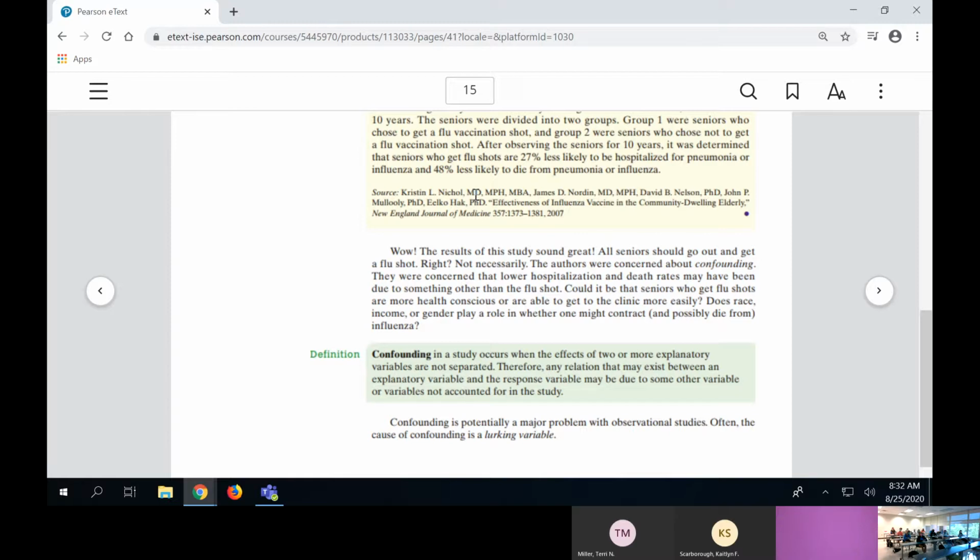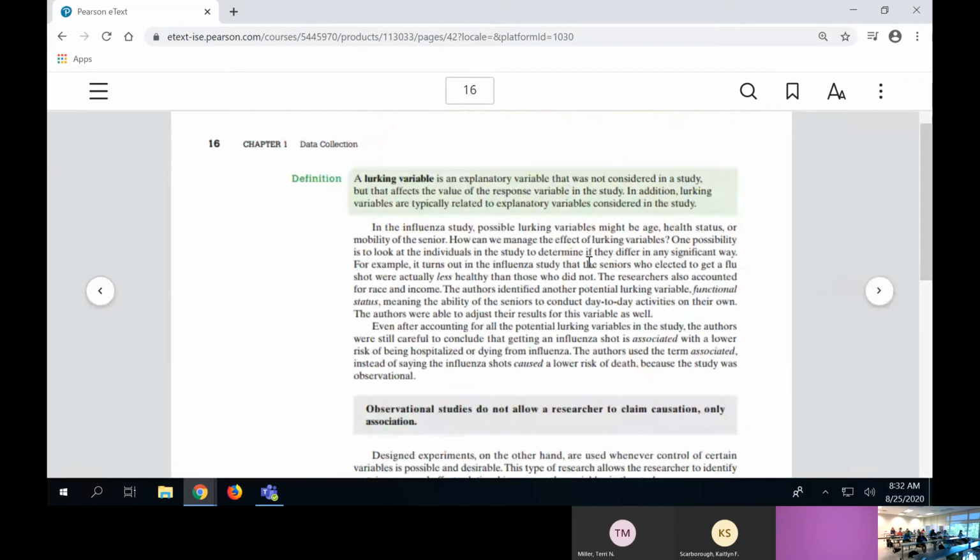So confounding always gives you a lurking variable. There's the lurking variable. So the act of having something that makes both of them go up, that's confounding. What makes them confounding is the lurking variable. And that's kind of a neat little thing to know.